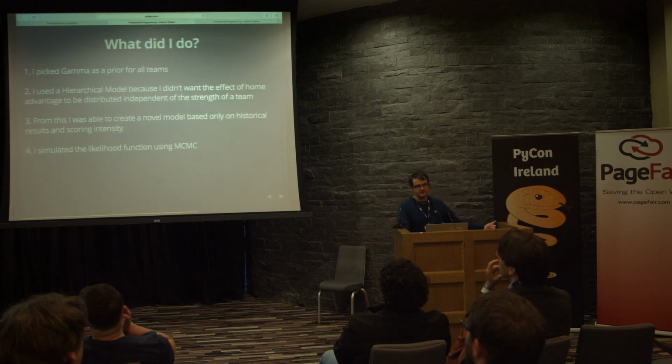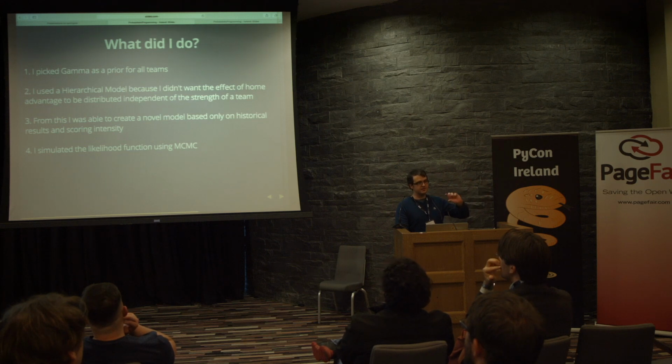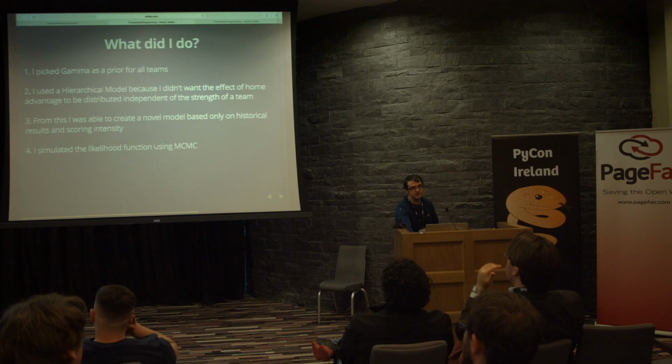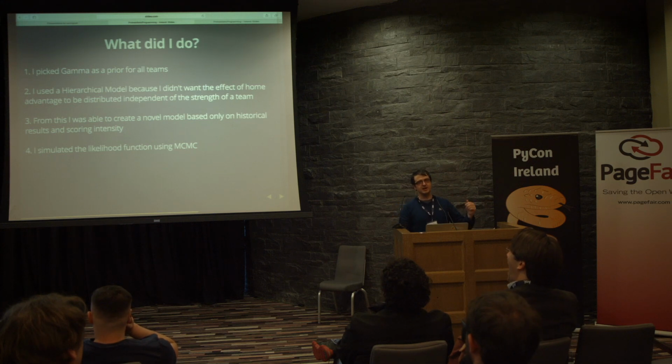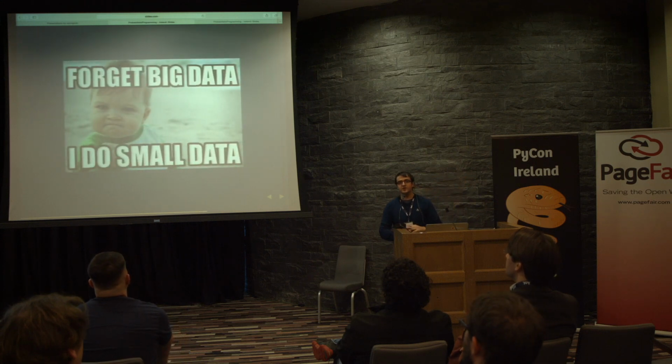So I picked a gamma as a prior for all teams. I use what's called a hierarchical model, because I didn't want the effect of home advantage to be distributed independent of the strength of team. I wanted to take home advantage into this model, because home advantage is a really important thing. From this, I was able to create a novel model based only on historical results and scoring intensity, and I simulated the likelihood function using a Markov chain Monte Carlo model and sampler. In this case, it was a No-U-Turn NUTS sampler, which is one of the new ones. My data set was very small, so forget big data, I do small data.